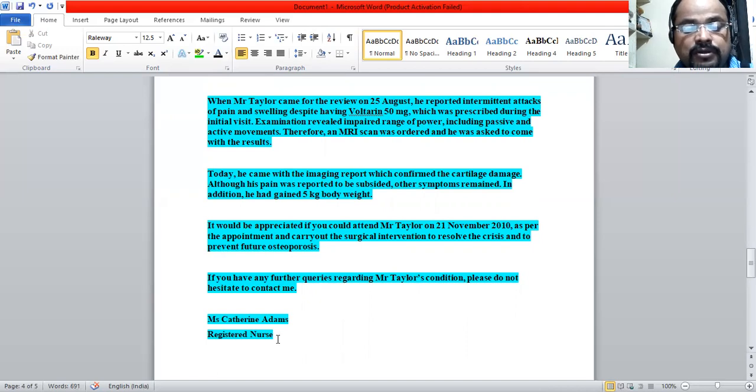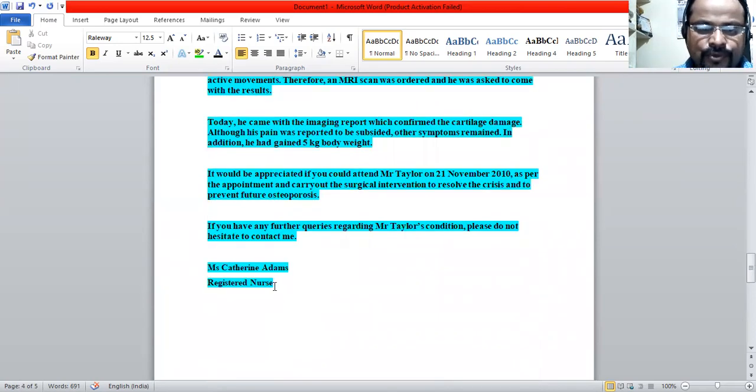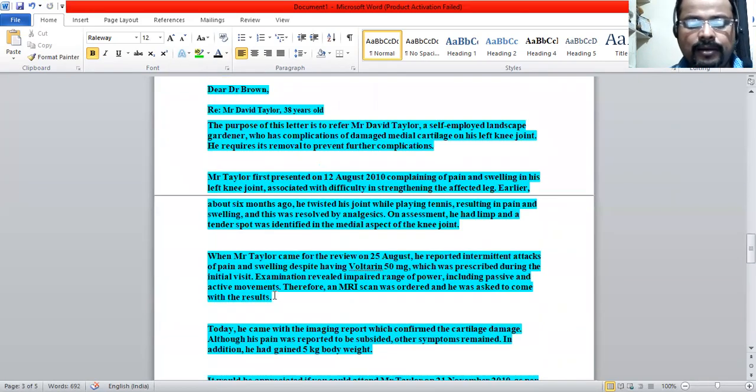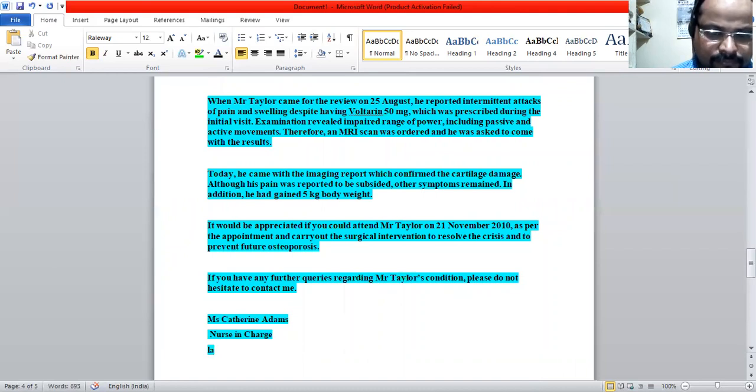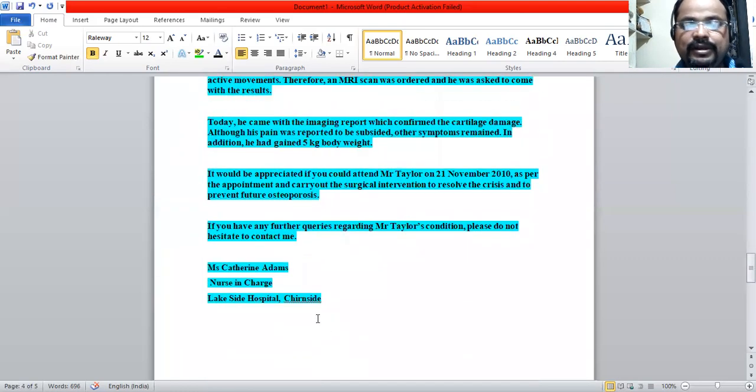Miss Catherine Adams is not the registered nurse. I think she is the nurse in charge. Yes, she is the nurse in charge at Lakeside Hospital, Chinside. So the address is also given and the letter is complete there.